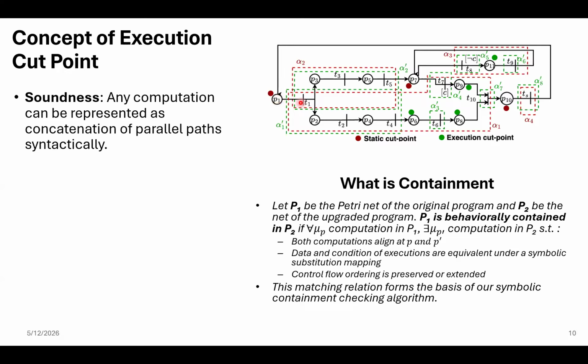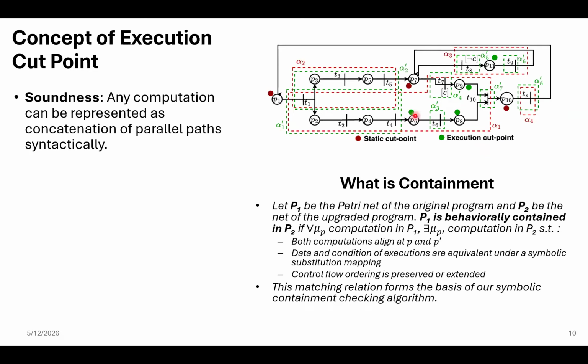So the initial marking is also a cut point. Now, if we construct the paths from cut point to cut point without any intermediary cut point, then the red dotted boundaries are the paths. In that case, we can't establish that any computation can be represented as a concatenation of parallel paths, because the path alpha 2 is partially parallel with the path alpha 1.